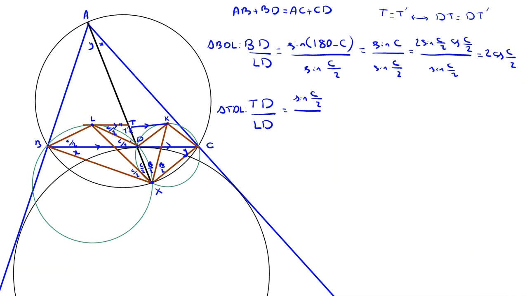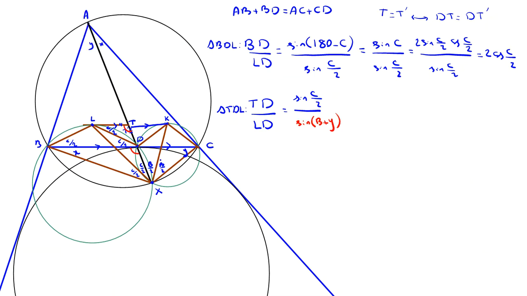And LD, we should find LD. We know that it is parallel to this angle. Let me draw with another color. So this angle equals this angle, okay? Because they are parallel, we proved. And this angle equals what? It is an exterior angle. It's B plus Y. Okay, so we can write this angle equals sine B plus Y.